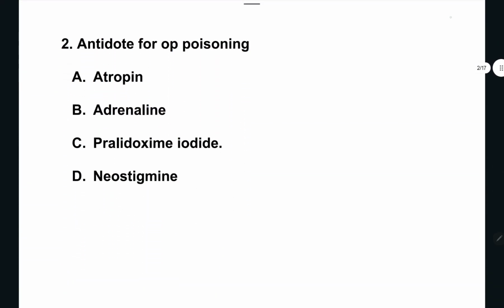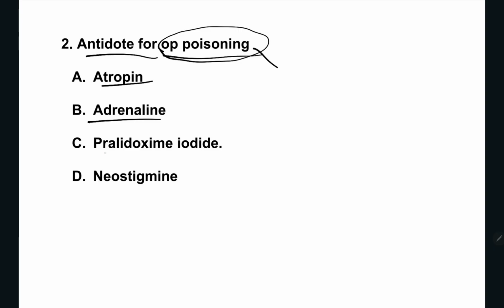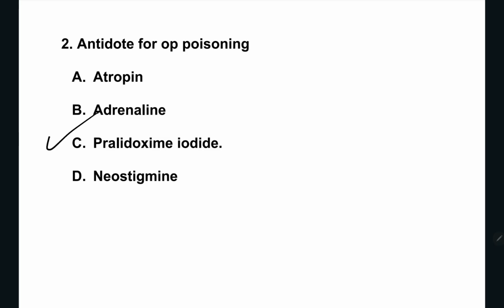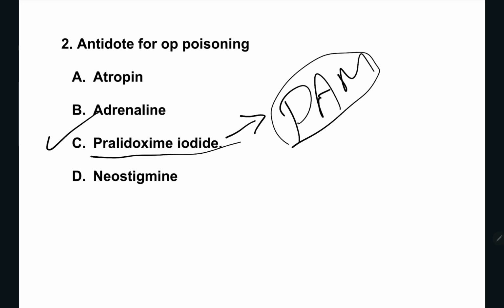The next question is an antidote for OP poisoning. OP poisoning is nothing but insecticide chemicals. When the person ingests insecticide chemical, that is known as OP poisoning, opioid poisoning. Option A atropine, option B adrenaline, option C pralidoxime iodide, option D neostigmine. The right one is option C. It is known as PAM, the other name for pralidoxime iodide. It is used for OP poisoning.